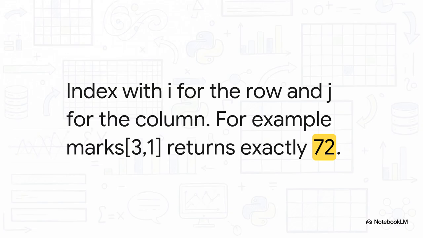You literally just call the array name, put some brackets, drop in the row index i, a comma, and the column index j. So let's say we want Prasad's score in English. We look for the 4th row and the 2nd column. But remember, we start counting at 0. So row 4 is index 3, and column 2 is index 1. We ask for marks[3, 1], and boom, NumPy instantly hands us 72. Once you get the hang of the axes, 2D slicing is a total breeze.